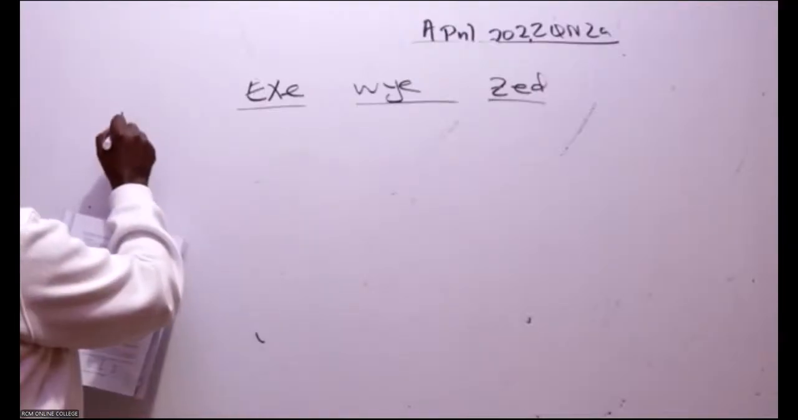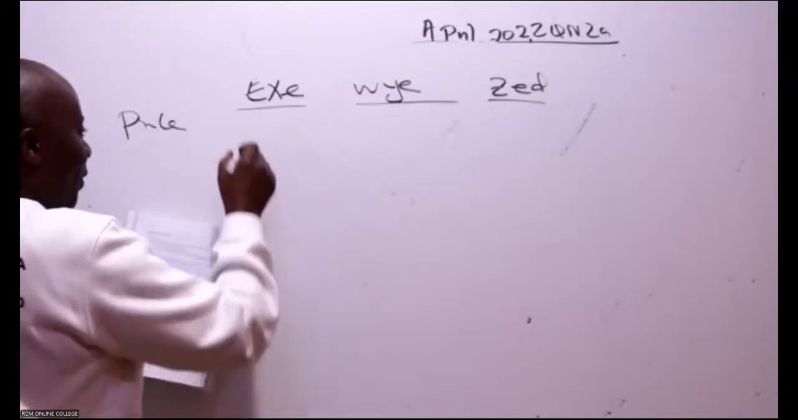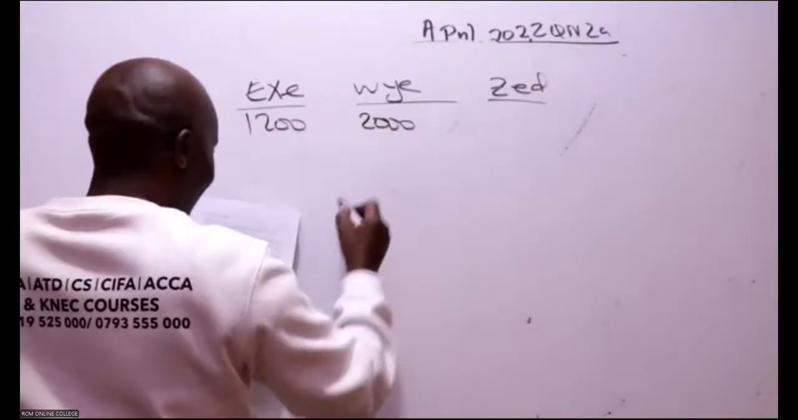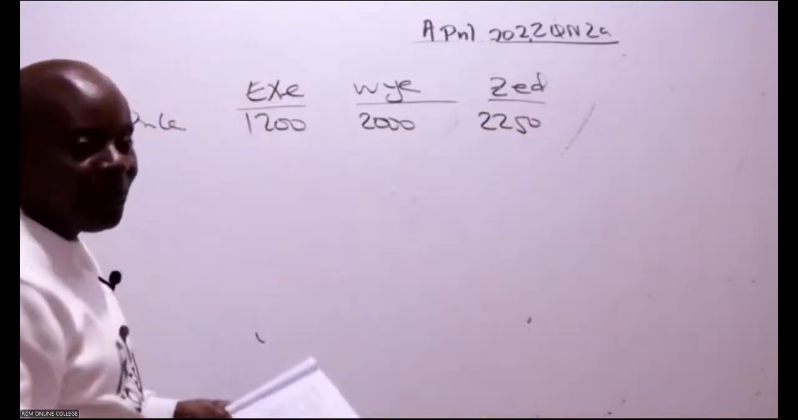So we have price, selling price for X. We have 1,200. We have 2,000. Then we have 2,250. So we want to get throughput contribution margin.